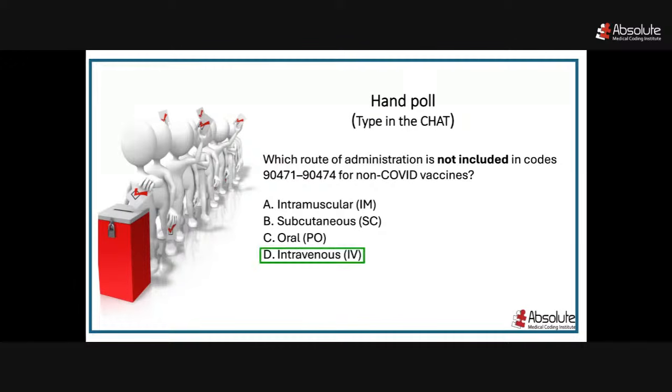And the correct answer is option D, intravenous. That route is not given in your CPT code descriptions, right? So 90471 through 90474 covers intramuscular, subcutaneous, intradermal, and oral or nasal routes, and not an IV route. That's totally out of the box option.